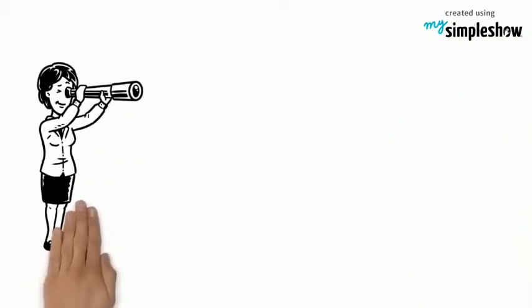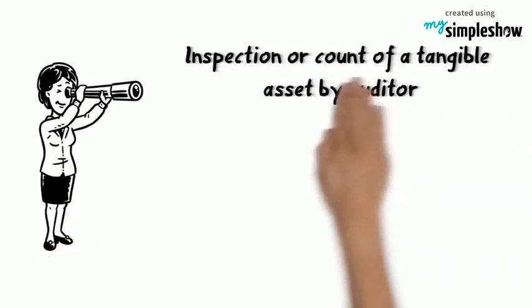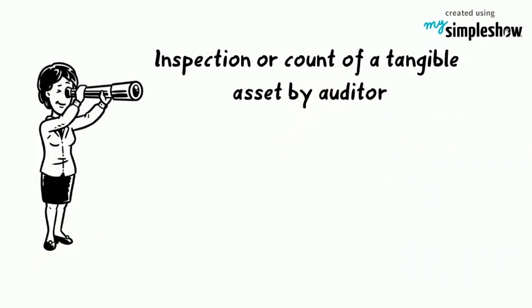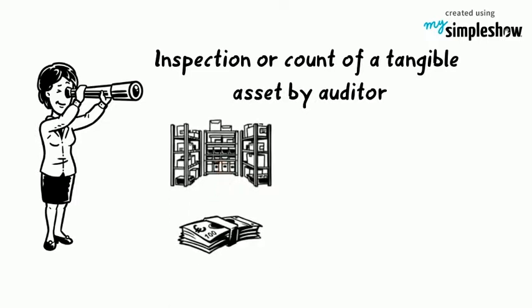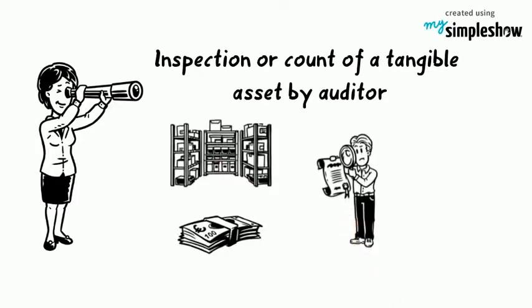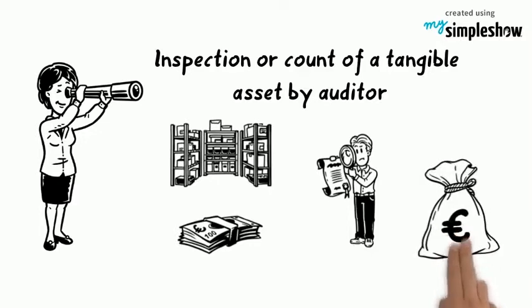Firstly, I will explain physical examination. It is the inspection or count of a tangible asset by an auditor. It is most often associated with inventory and cash, but is also applicable to the verification of securities, notes receivable and tangible fixed assets.